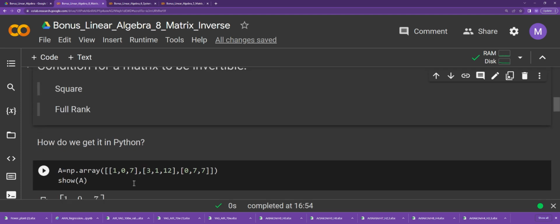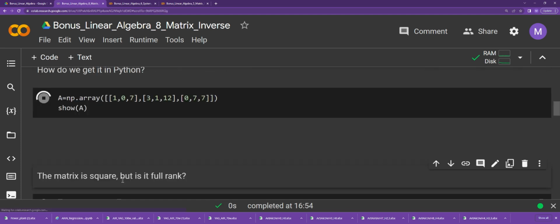Okay, how do we do it? Now let's run this matrix. So we have the matrix A, which is 1, 3, 0, 1, 7, 7, 12, 7.